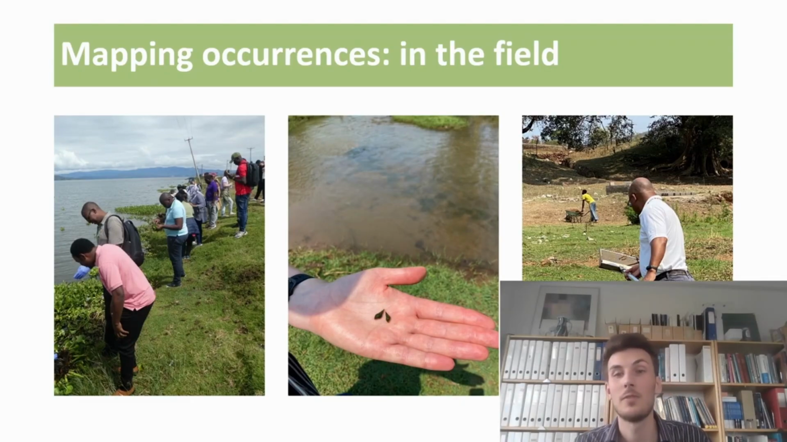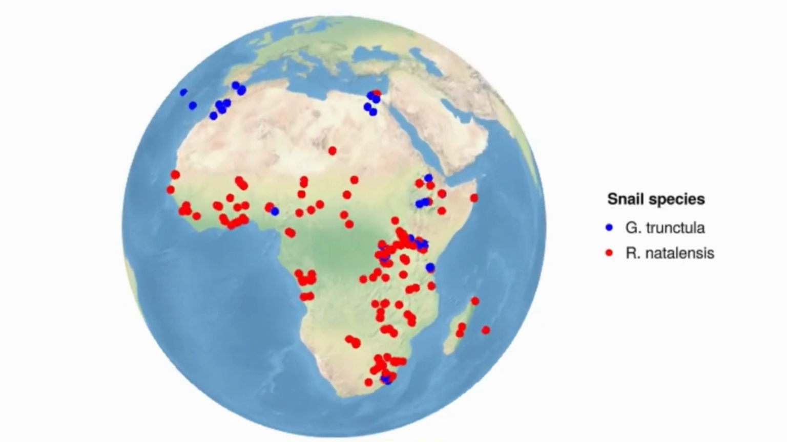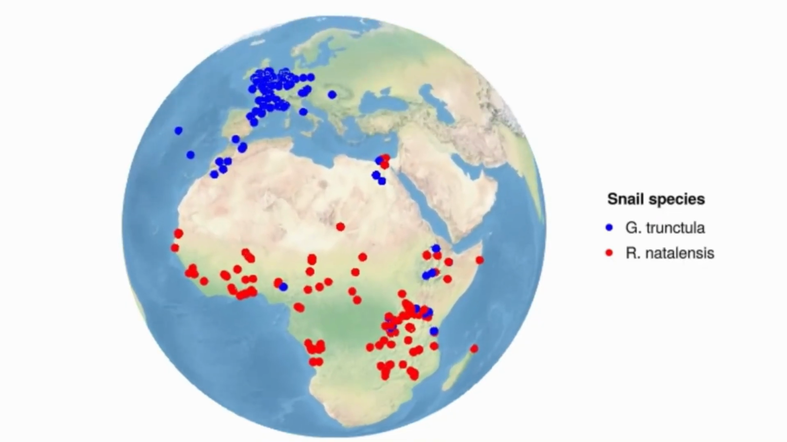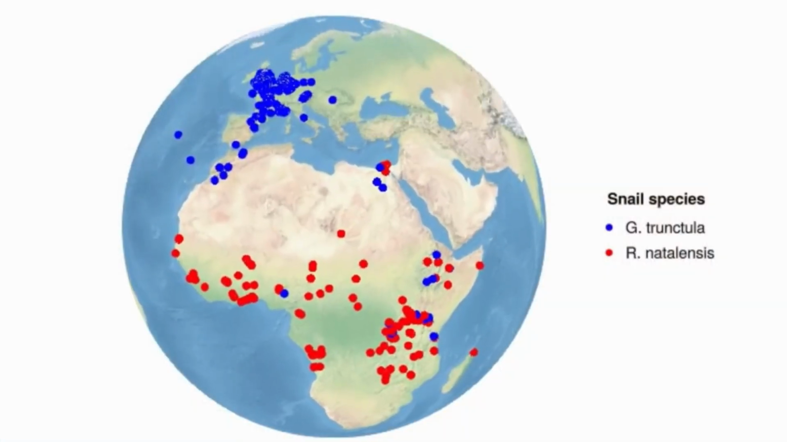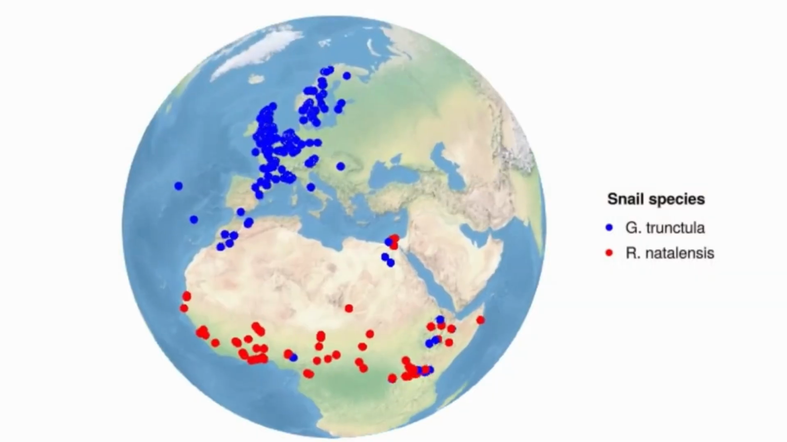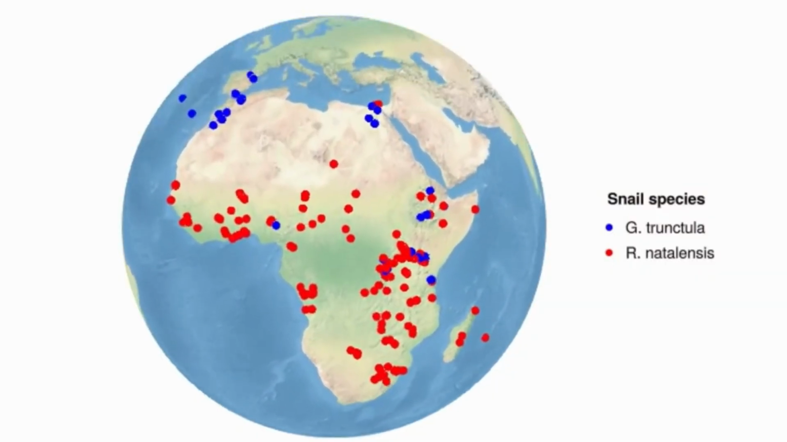And luckily, a lot of researchers have done this for a long time, and they've published or uploaded this data, so we can collect all of it. Here you can see, for the two species I mentioned at the beginning, Radix natalensis and Galba truncatula, in red and in blue, where these species have been recorded. Radix natalensis has been recorded in many areas in Africa, and Galba truncatula has a lot of occurrences in Europe, and also a few in Africa, for example in South Africa, in the East African highlands, and in North Africa.